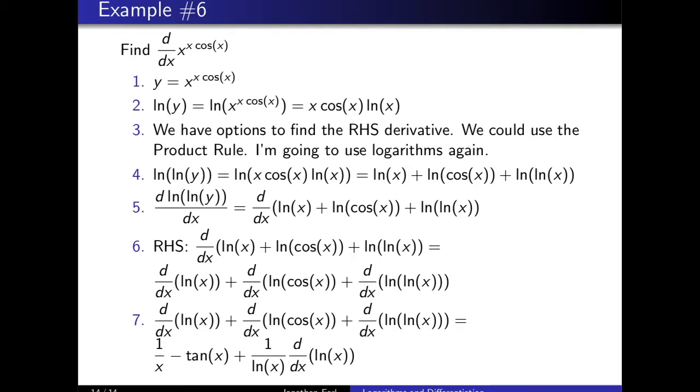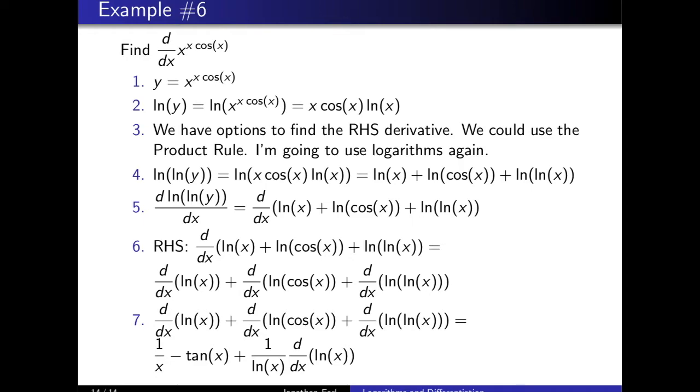I think in general it's easier to go and use logarithms whenever you have to do 3 products or 2 products and a quotient rule, but that's just me. You can do it however you like. So we'll take the natural logarithm of both sides again. So now on the left-hand side we'll get ln of y, and on the right-hand side we'll get ln of x cos ln x. So using what we know about products and logarithms, ln of x plus ln of cosine plus ln of x.